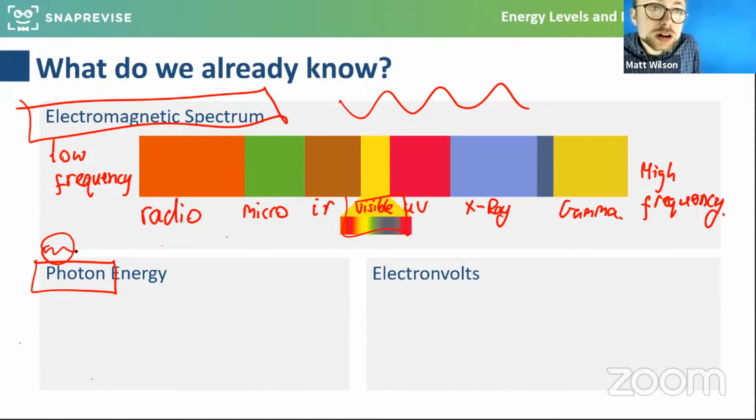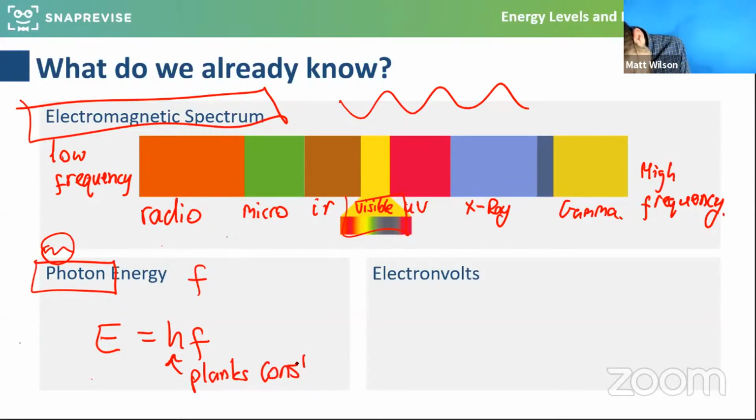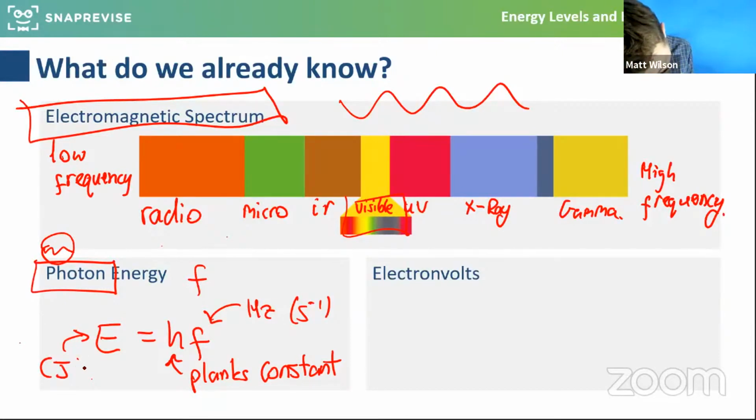So how do I find the energy of a photon? If the light that it represents has frequency f, then the energy is given by hf, where h is Planck's constant, which you'll be able to find in your formula book. Frequency is measured in hertz, which is the same as seconds to the -1, and energy is in joules.